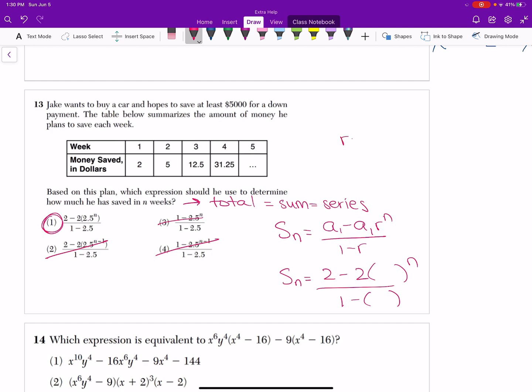To find R, you can work backwards. If it's geometric, we multiply to go forwards. So going backwards, we're going to divide. And if I take 5 divided by 2, I get my 2.5. That should be in there. You also could have gone with 12.5 divided by 5. That would also get you 2.5. You could do the 31.25 divided by 12.5. That would also get you 2.5.